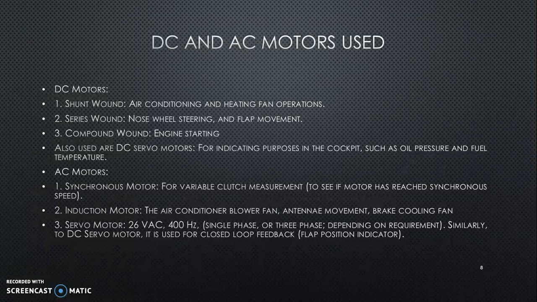So the DC and AC motors that are used between them would basically be, for DC motors, the shunt wound, which is used for air conditioning and heating fans, the series wound, which is used for nose wheel steering and flap movement, and then similarly for the rest of them as well. I've written the functions and the different parameters that would be needed.